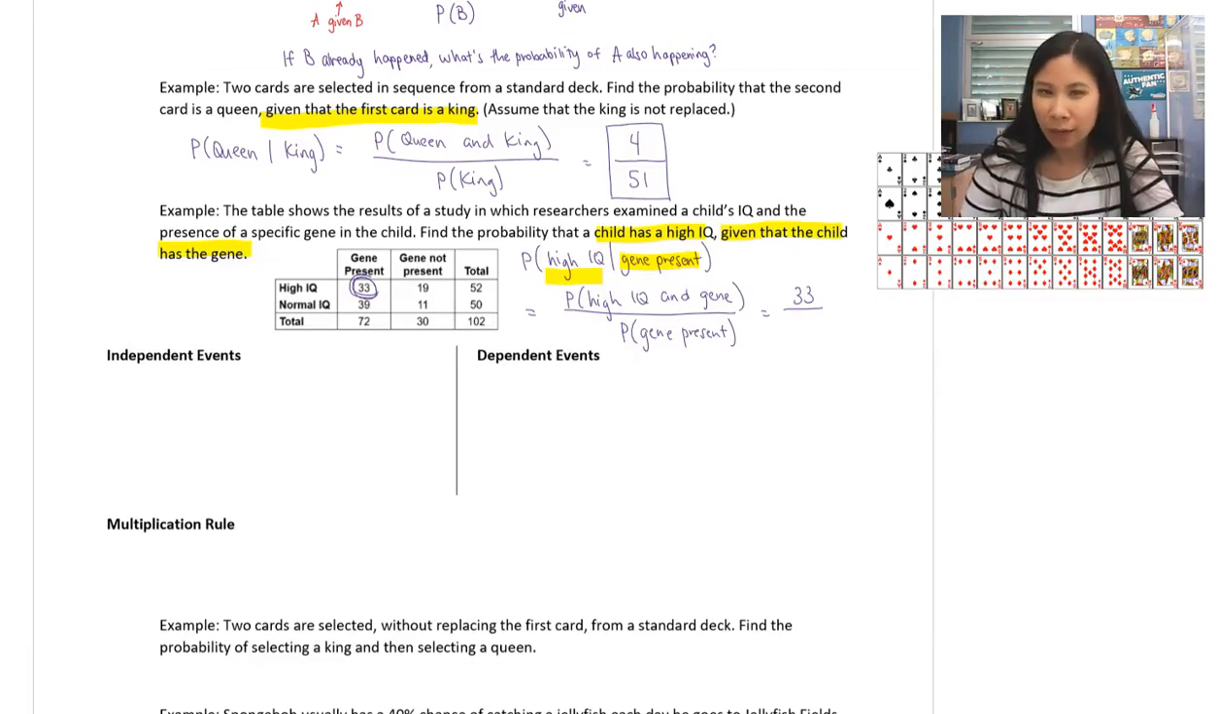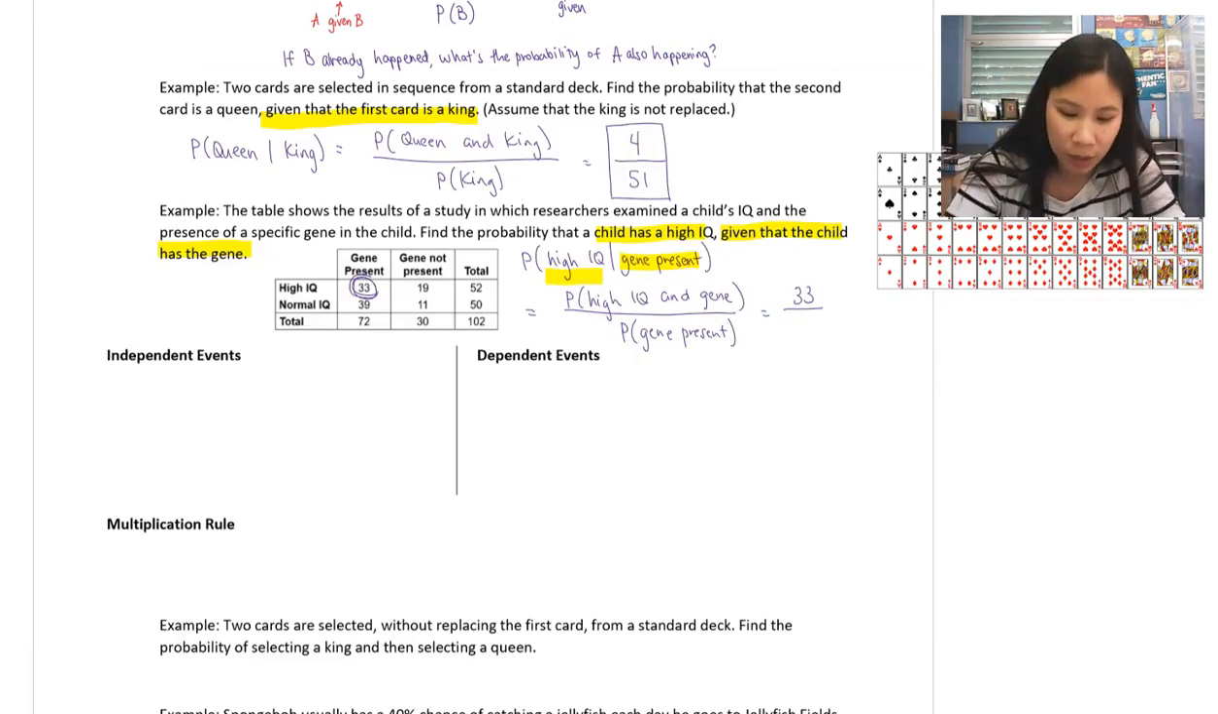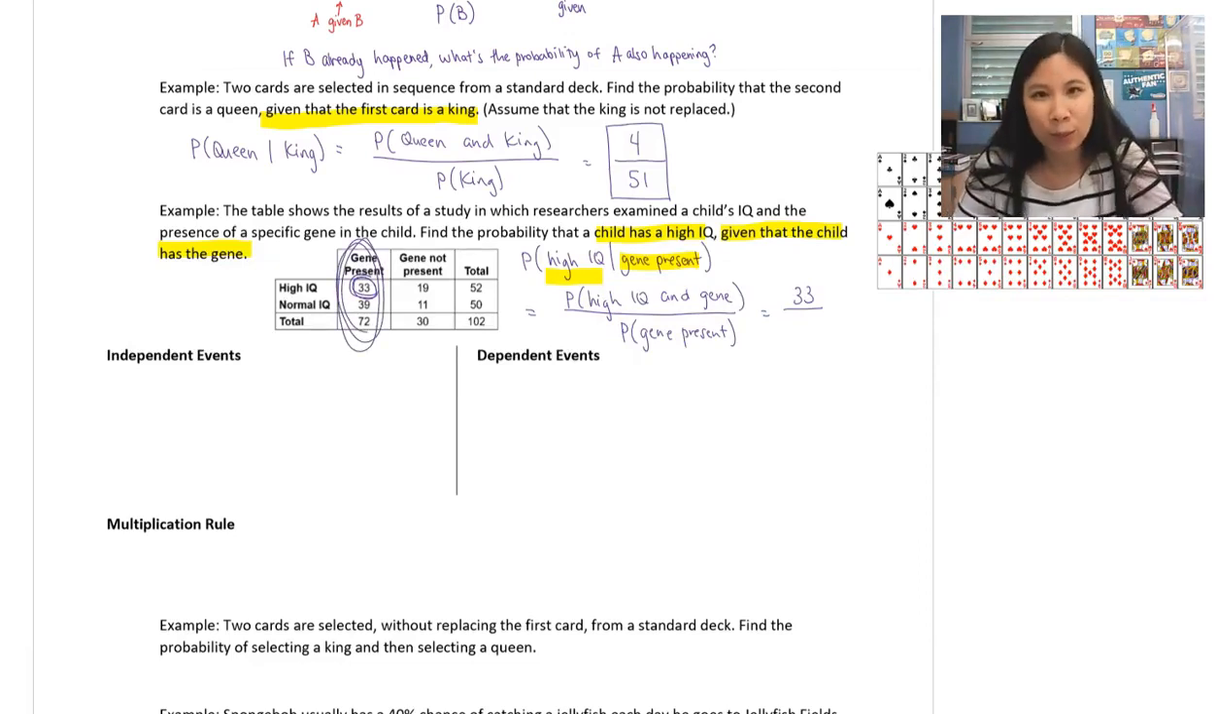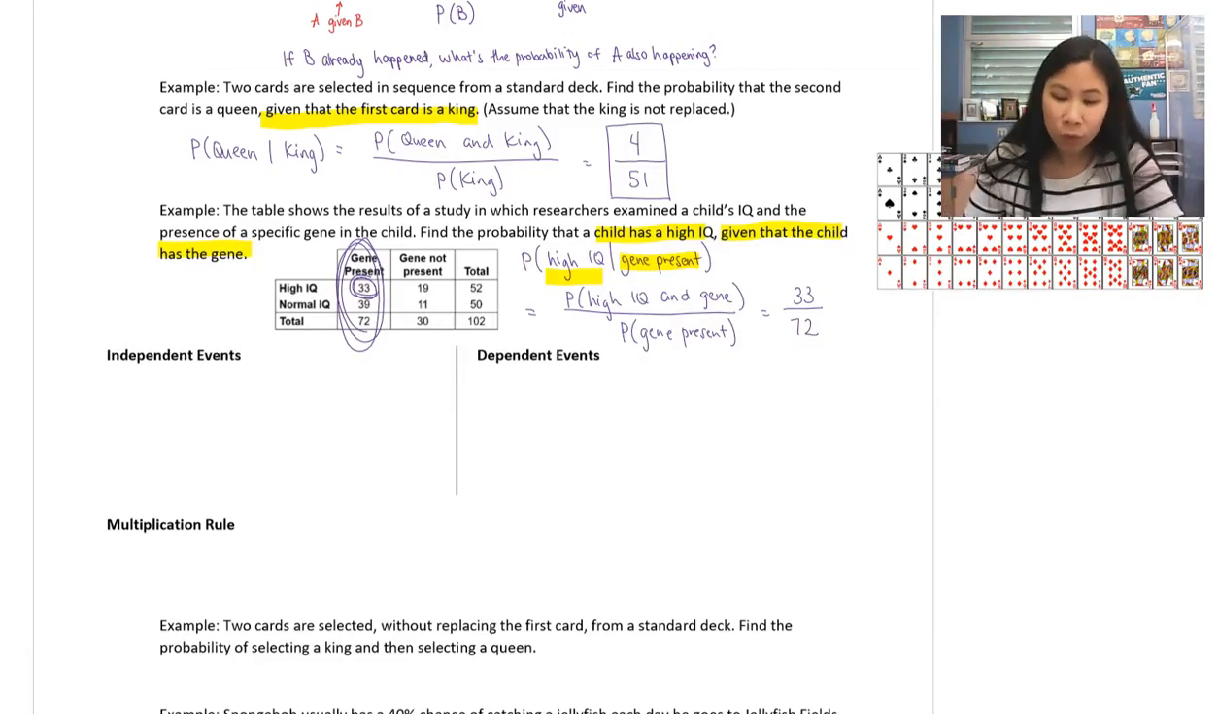And so here, we don't care about whether they have the gene or not. We just want them to have the gene that's present. So that's this entire column right here. We're basically saying we only care about these people. Out of all the people with the gene present, how many of them have the high IQ and the gene? So the total number of people who have the gene present is the 72, that number at the bottom there in the total.